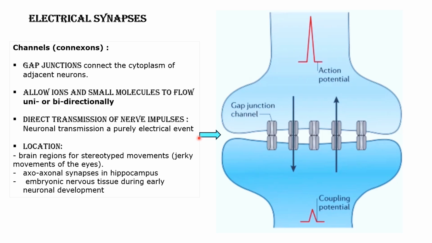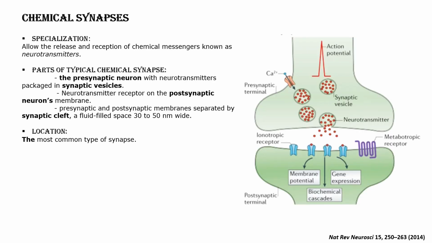The neuronal transmission across the electrical synapse is extremely fast, and such synapses are present in the hippocampus, which is a region of our brain responsible for memory, and are also observed in the embryonic nervous tissue. Now, apart from the electrical synapse, there is also the chemical synapse. The chemical synapse is our more familiar kind of synapse, and the most common type, in which the neurotransmitter, in response to the nerve impulse, is released via exocytosis into the synaptic cleft.